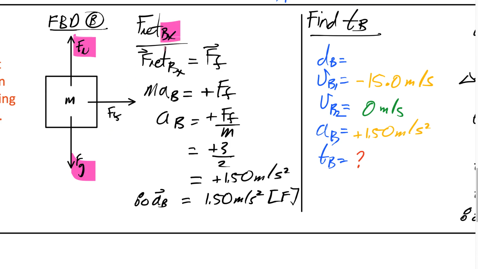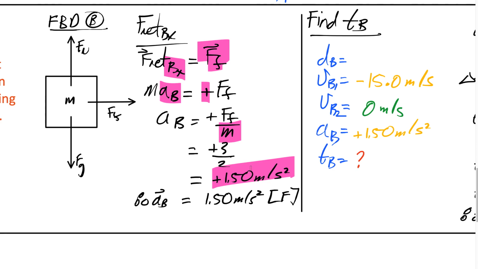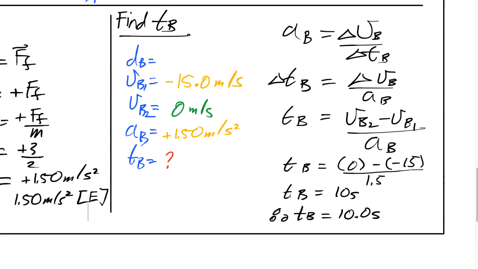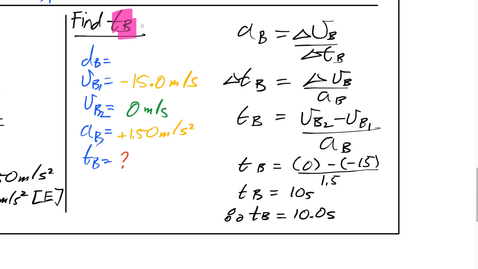So we can just focus on the x component of the forces. In this case, F net bx is just equal to the force of friction, but the force of friction is in the positive direction because it is pointing towards the east. Isolating for acceleration in section B, we divide both sides by the mass. We get positive 3 divided by 2, which gives us positive 1.5 meters per second squared, or AB is equal to 1.5 meters per second squared in the forward direction. Except it wasn't the forward direction. Let's be consistent. It was east. There we go.